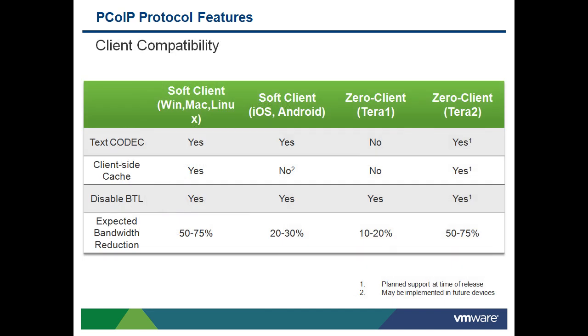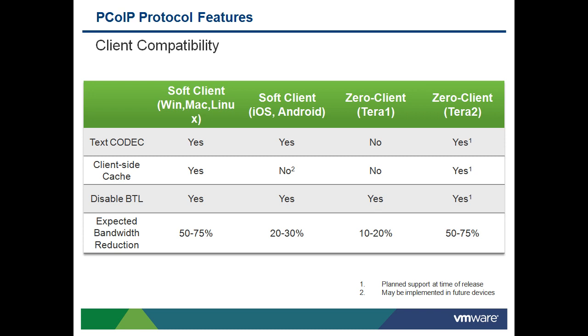So let's talk about that client compatibility matrix. I mentioned a couple times, this or that when using a supported device. In this case, because the feature set has changed, focusing on those three bandwidth saving features, you can see that all the soft clients, Windows, Mac, and Linux, do support all three. So you can expect to see pretty significant bandwidth reduction there. The mobile clients, iOS and Android, do not support the client-side cache, but they do support the text codec and disabling build to lossless. So you'll see some savings there as well.